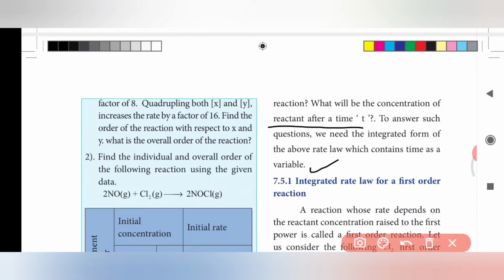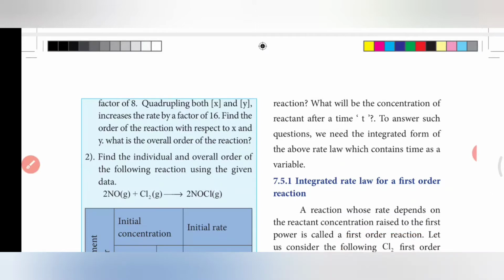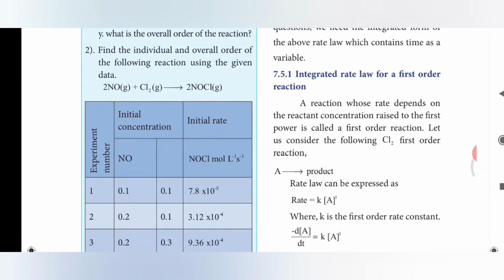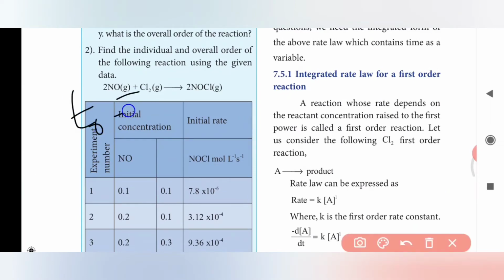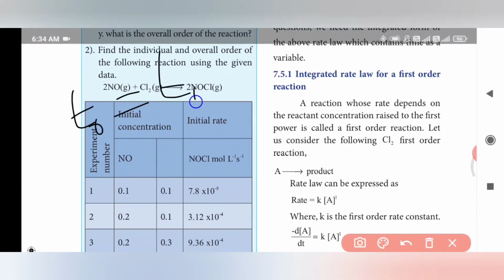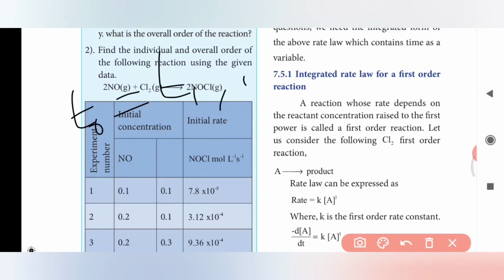To know what happened to the concentration of the reactant after some time, we need the integrated form of the rate law, which contains time as a variable. Here t naught is the initial time, and t1, t2 or t3 is the final time.